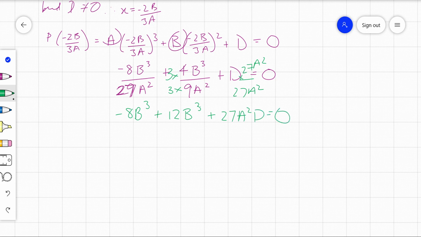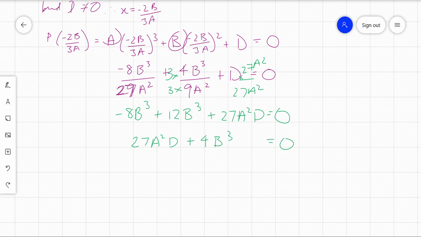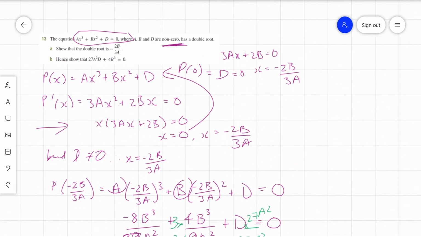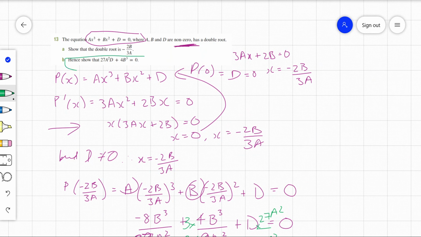Okay, so having a look at that, I'm going to keep the 27a squared d first, and then I've got 12b cubed minus 8b cubed, which is 4b cubed. And that is, I think, what we wanted. So there's a hint, shown there. Okay, hope that helped.